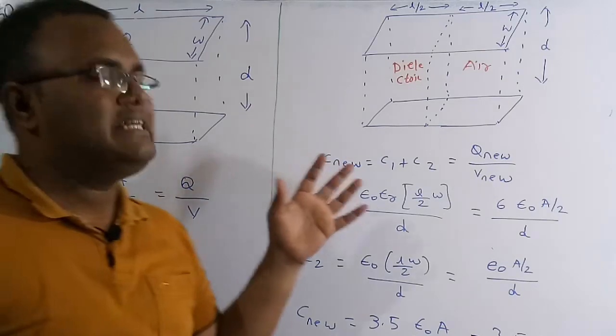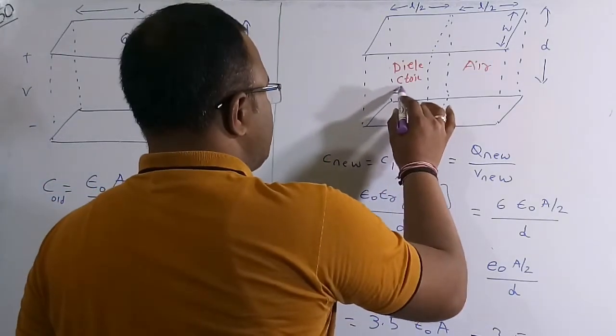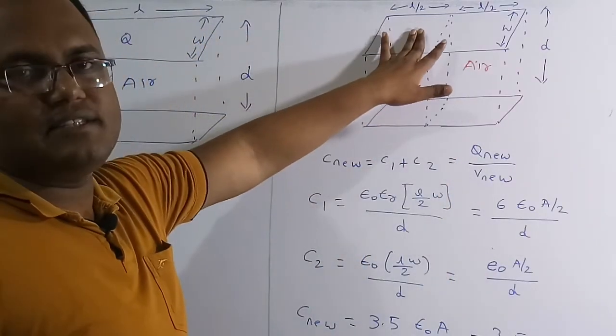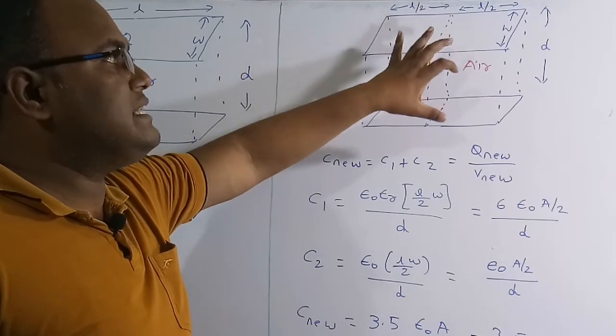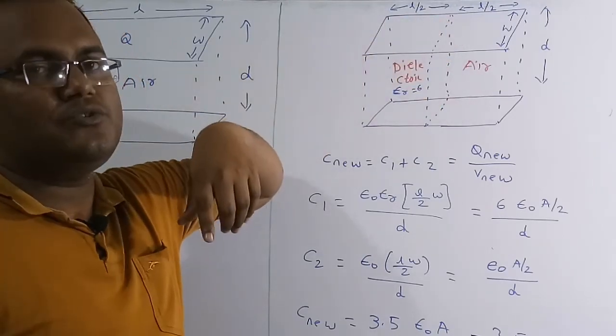Suppose I insert a dielectric slab with a constant epsilon r equal to 6. If I insert it for half of the length, then we need to figure out the net amount of charge that is going to be present, and also the net breakdown voltage.